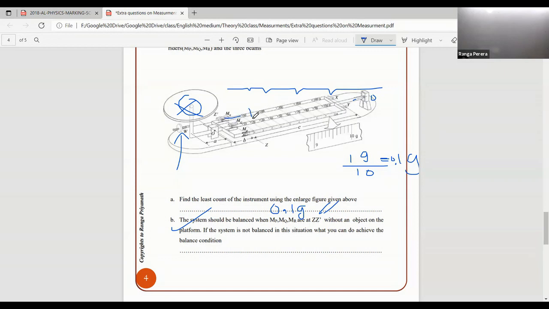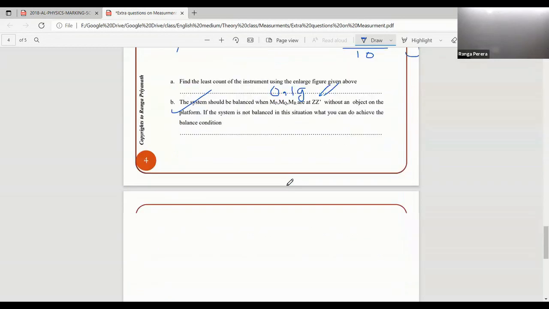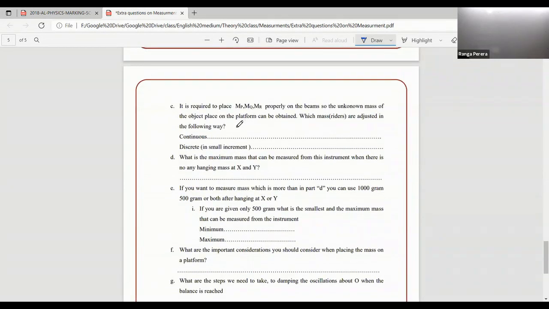So in between values, you can't take for MR and MQ, but MP has continuous values, continuous up to 0.1 gram. So what is your answer? Here it is continuous for MP, discrete or in small increments for MQ and MR.